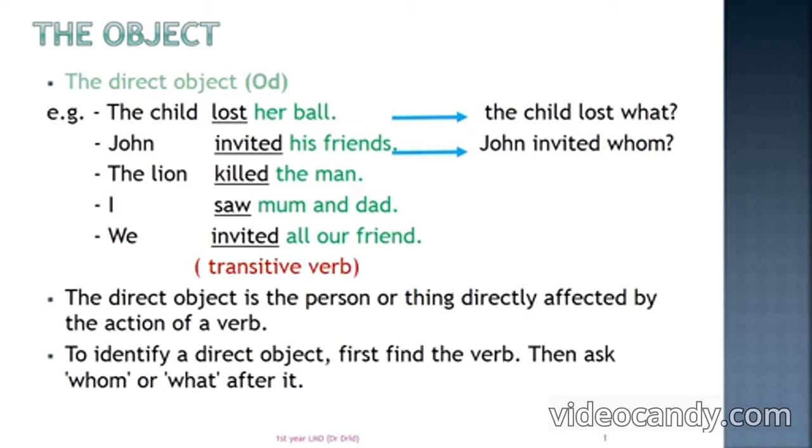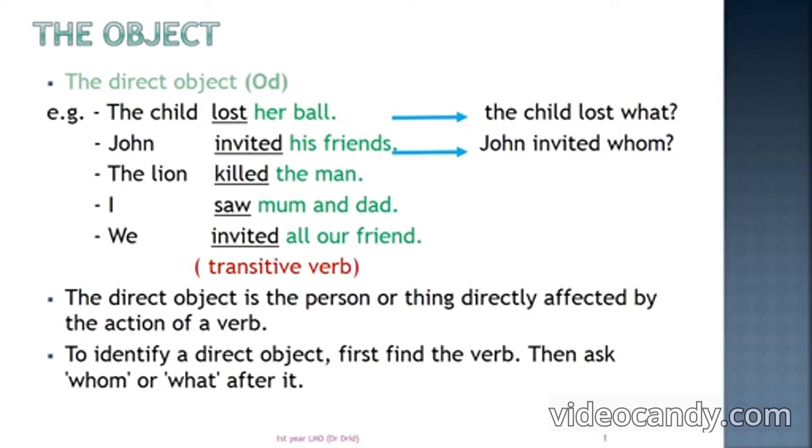We take the second example in the same way. John invited his friends. How can I find the direct object? First, I look at the verb, which is always transitive. John invited whom? He invited his friends. His friends is the direct object. It is directly affected by the action of inviting.